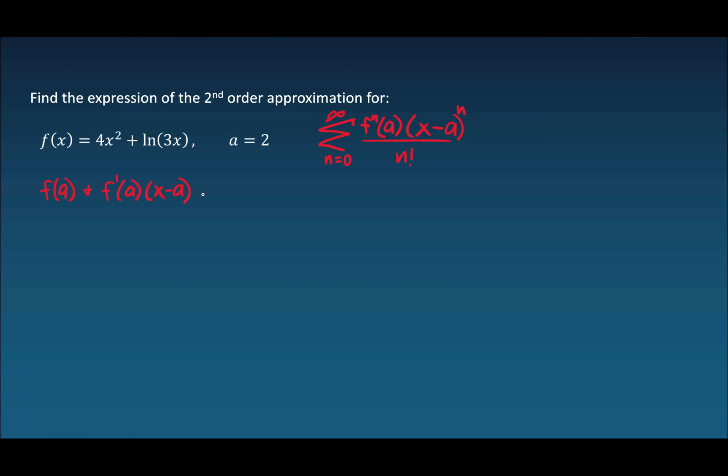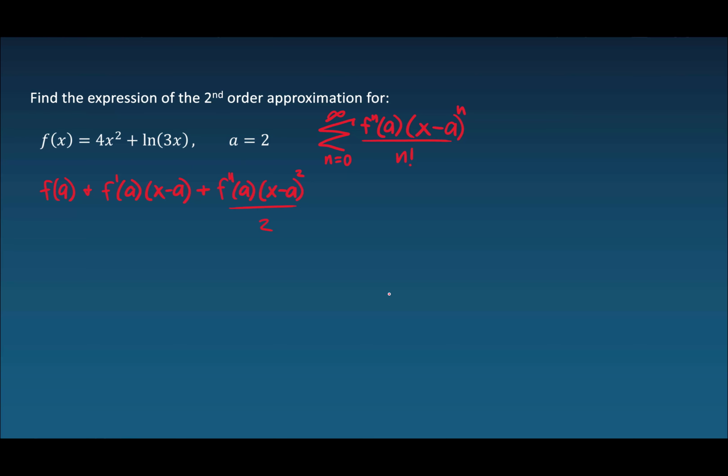x minus a, that stays the same in the parentheses, raised to the power of 1, so I won't write that out. And then all over 1 factorial, which is also 1. Then we do the same thing for the third term. We have the second derivative, x minus a raised to the power of 2, over n factorial, which is over 2 factorial, which is just 2.